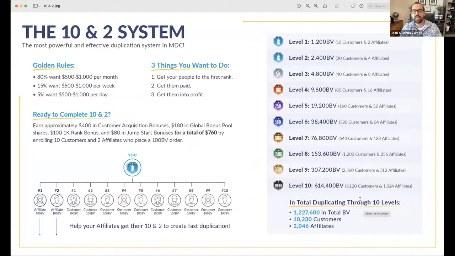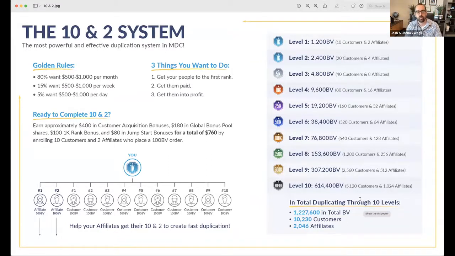There's a team that is putting this into use right now. They're really focusing on that. They broke 32 1Ks last month in their team. They're trying to become a 1K rank factory. They're trying to help everybody get to 1K. And the reason why you want to do that is because it gets people paid. It gets them into profit. It creates that belief check, and they're on their way to 5K, and they're on their way to the next rank.